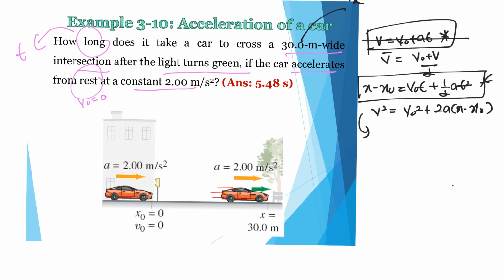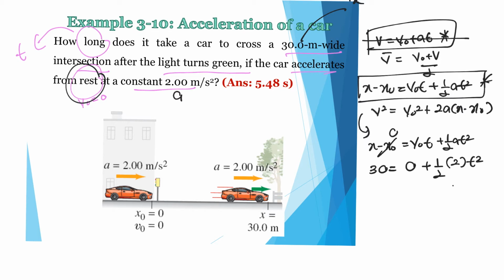So you take that formula, x minus x naught equals v naught t plus half at square. Your initial position is 0, so this is 30 meters. Initial velocity? From rest. Very good, so it's 0 over there, plus 1 over 2, acceleration is 2 meters per second square, t square. So you are going to get your t is 5.48 seconds. Make sure that in your final answer you put the units there.